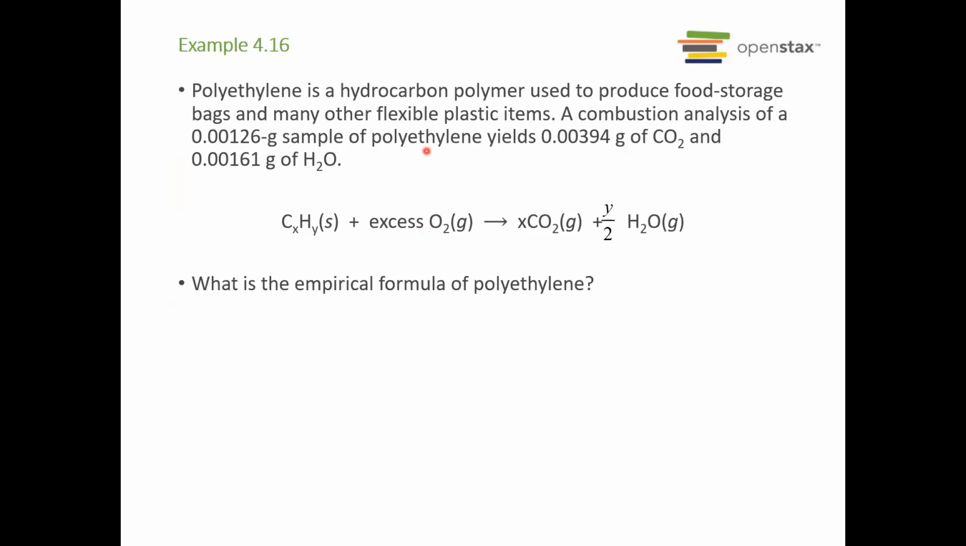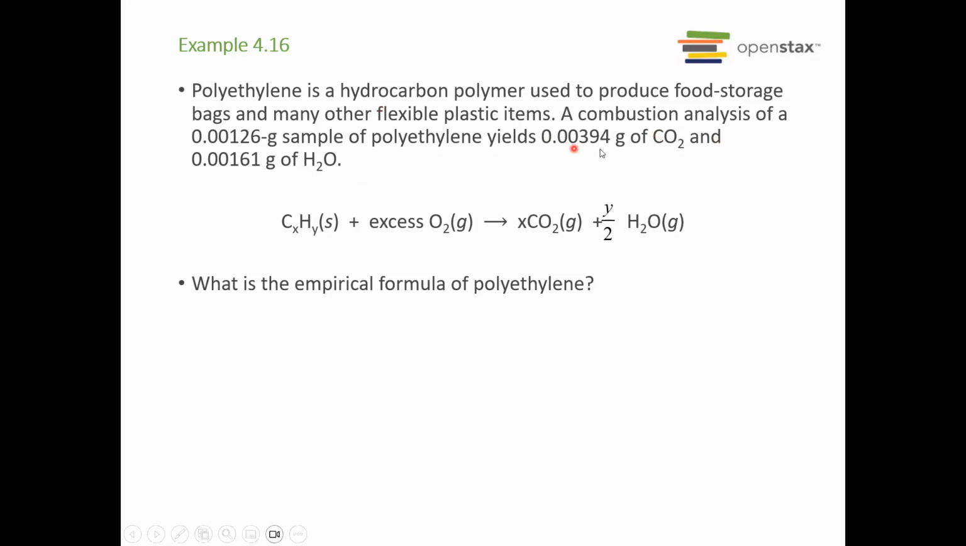All right, so this one tells us polyethylene is a hydrocarbon polymer used to produce food storage and many other flexible plastic items. So with polymers, they're essentially just really long chains of repeating units. And with this sample, it has a mass of 0.00126 grams. And the combustion of that sample produces 0.00394 grams of carbon dioxide and 0.00161 grams of water. We want to figure out what the empirical formula of this substance is going to be.